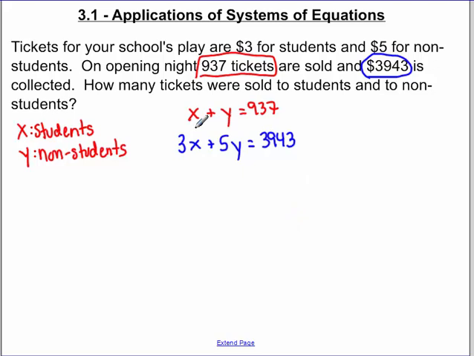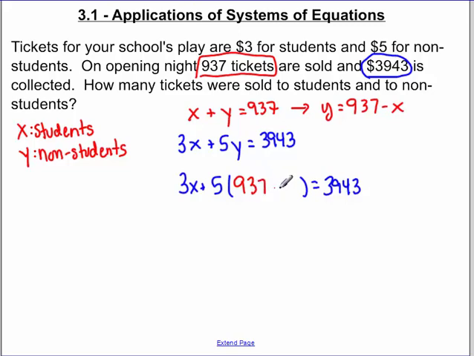Since the coefficients on the x and y in the first equation are both 1, it's going to be easiest to solve this by substitution. So if I take this equation and solve for y, and plug into our other equation, the y goes away. It's this new thing: 937 minus x. Now it's just a matter of simplifying and solving.